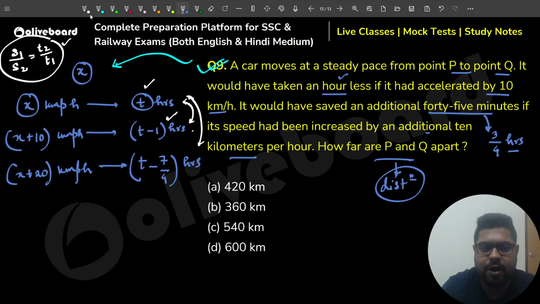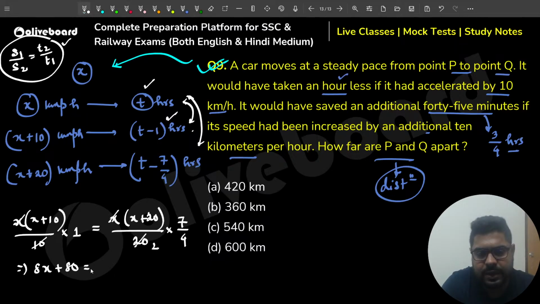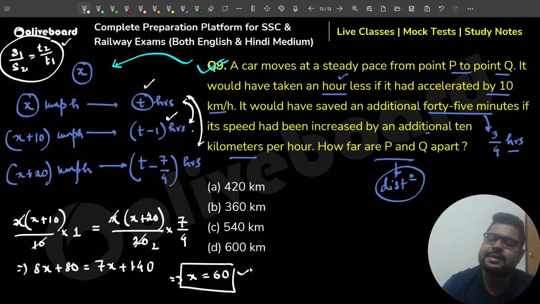Now make the equation. First is x into x plus 10 divided by 10, into time difference 1. Second is x into x plus 20 divided by 20, the speed difference, into time difference 7 by 4. Now it makes a lot of sense. So 4 2s are 8x plus 80 is 7x plus 140. So x becomes equal to 60, sir. x is 60.